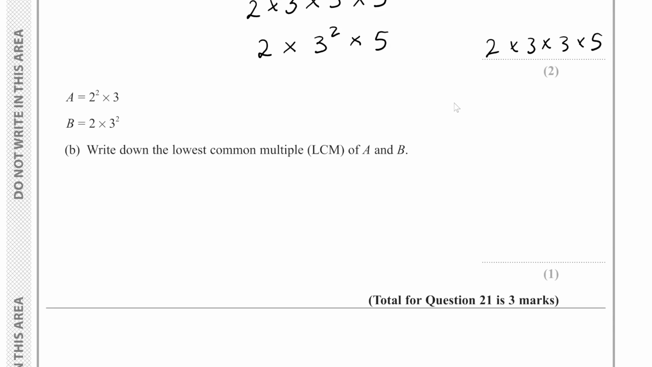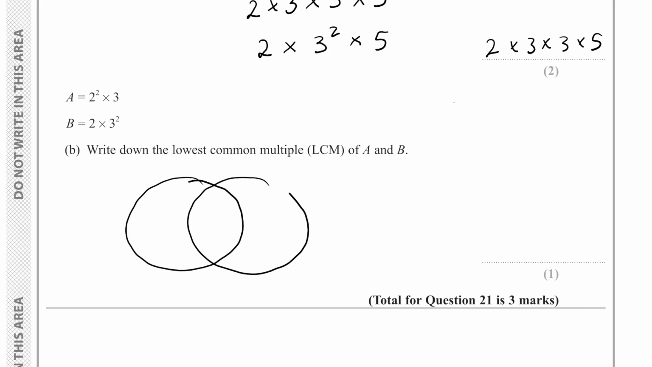A number A is 2 squared times 3. B is 2 times 3 squared. Write down the lowest common multiple of A and B. So we could work out what these numbers are and then write their times tables. So 2 squared times 3, that's 12. 2 times 3 squared is 18, so it's 12 and 18. What's the lowest thing in their times tables? We wouldn't have to go very far. It's 36.